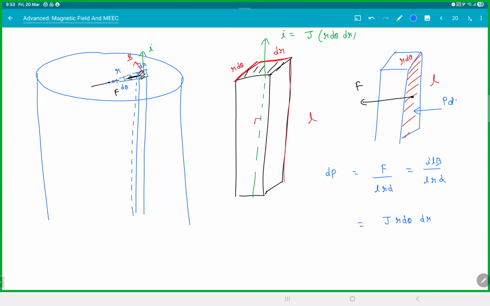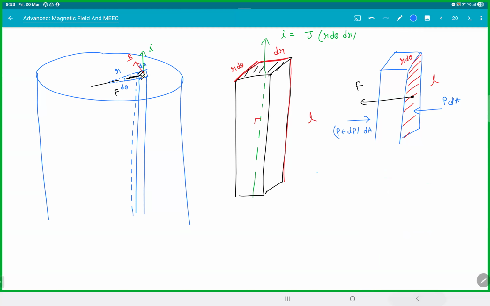This will be P into dA, and this will be P plus dP into A. r d theta. Perfect. What did I miss here? Wait, mixing up all the stuff.